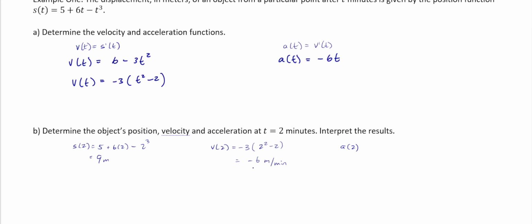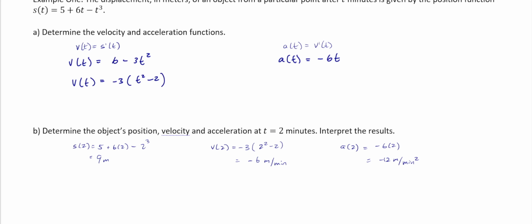Note that the position function is in meters. The time is given as t minutes, so the velocity is going to be meters per minute. Okay, and acceleration is at 2, so negative 6 times 2. And I get negative 12 meters per minute all squared. Okay, so let's take a look at these results and interpret them.